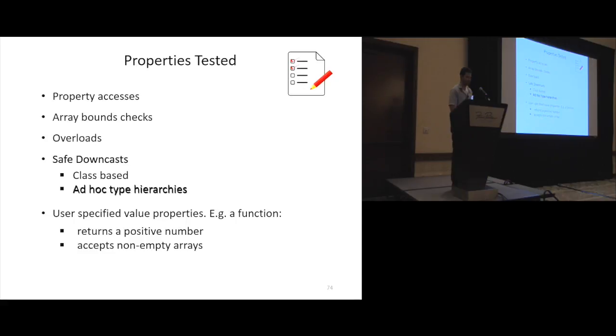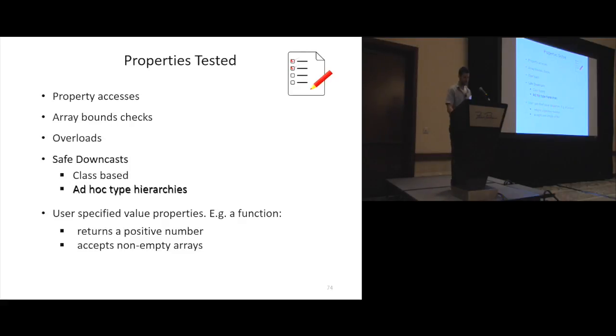This is a list of the properties that we checked for. These include some standard properties of the form of property accesses, array bounds checks, and overloads that we saw earlier. We also focus on proving that downcasts are safe, both ones that are based on class hierarchies, and also ones that are based on ad hoc type hierarchies created by the user. We'll see in a second how this works. And also there were other user-specified values that we looked into.